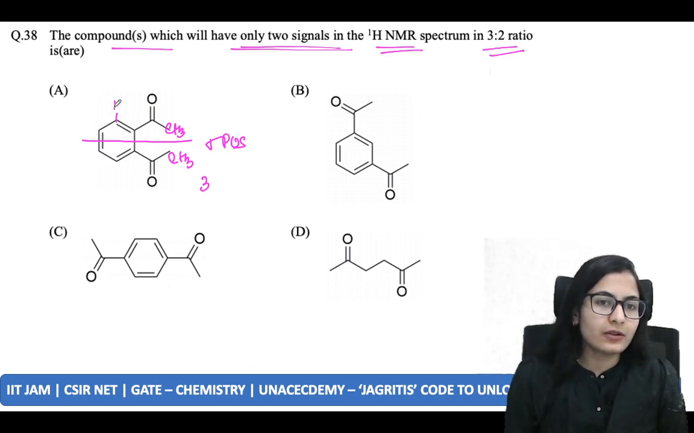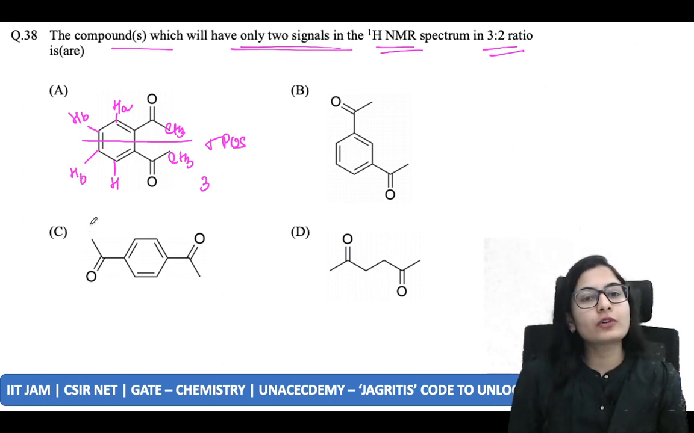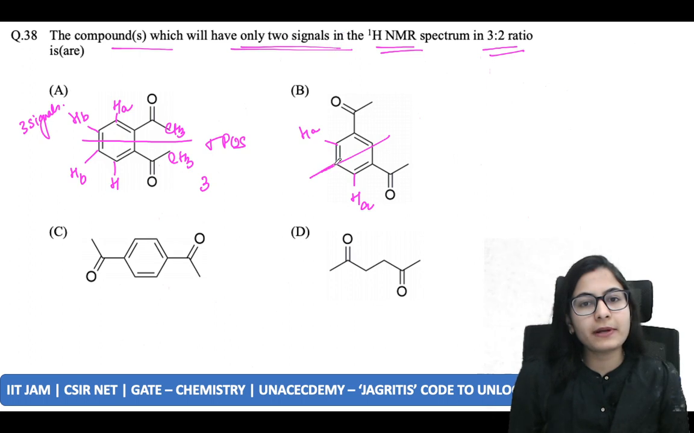Other than that, you have 2 different types of protons. So this is your HA, this is your HB. In the benzene ring, you have 2 protons. So total 3 signals you get in option number A. In option number B, there is a sigma plane of symmetry passing from here, this is hydrogen A, but then this is hydrogen number B on this carbon, another CH3 over here. So once again, this is going to have 3 signals.